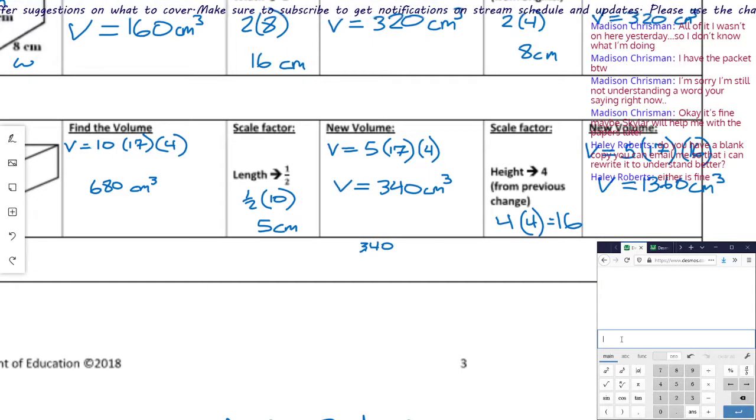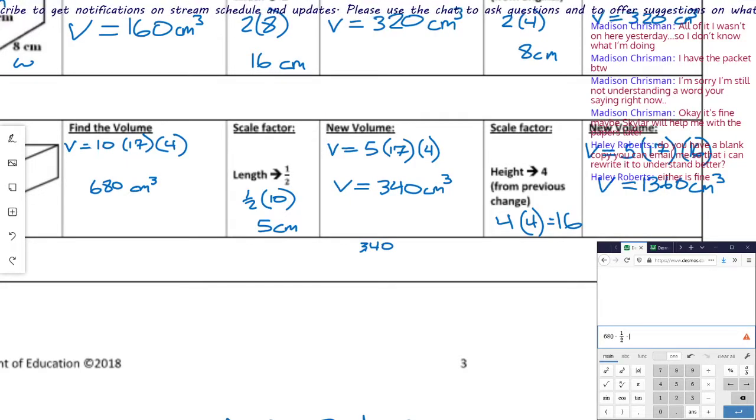So they told you that you had a volume of 680 cubic centimeters. You changed one of the dimensions by 1/2. And then you also changed the height by 4. So you could just multiply those scale factors straight across, and you still get the same volume. Okay, so again, you can either just recalculate the volume based off the new dimension, like we did here, or you can just multiply the old volume by the scale factor. Either of those is fine.